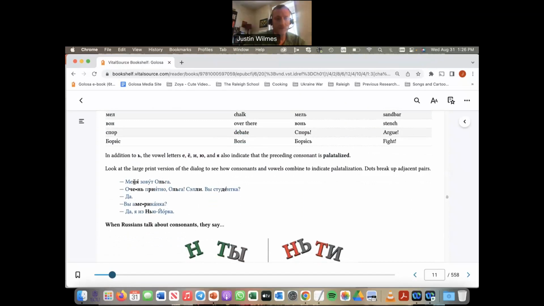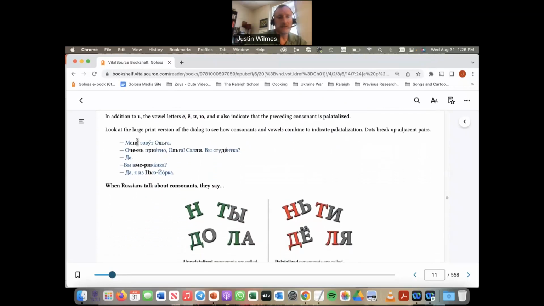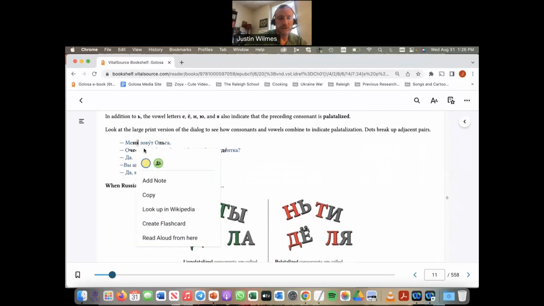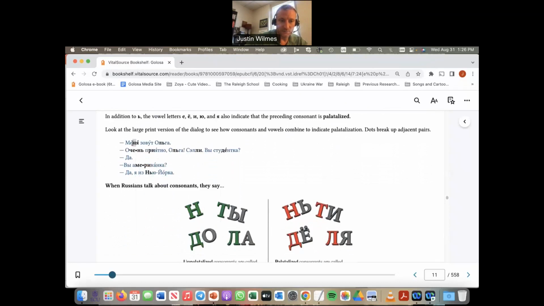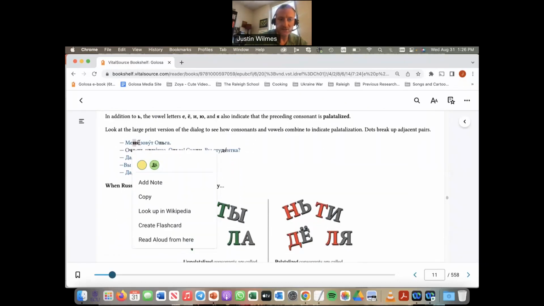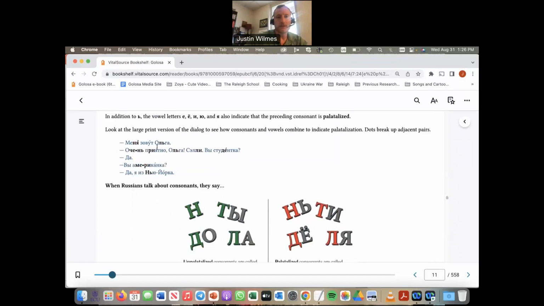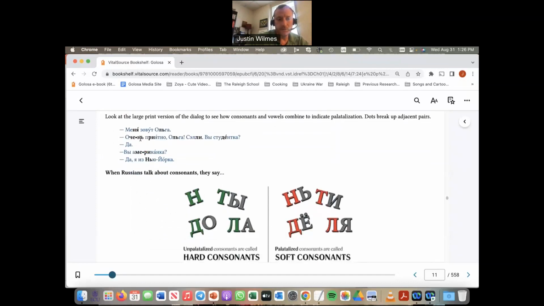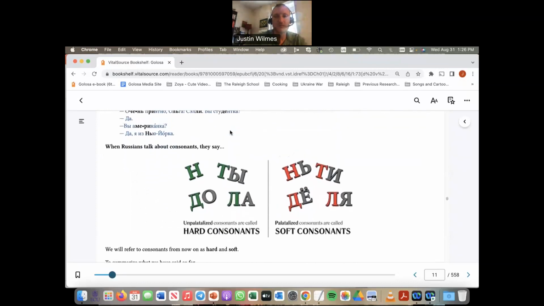So, for example, меня, меня зовут Ольга. This ya is one of these soft vowels. So it's going to make the N palatalized somewhat here, because the ya has a softness built into it, and so the N becomes a little bit softer. Очень приятно. Okay, so the book kind of gets into it.